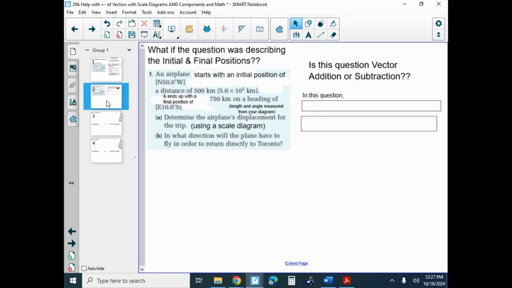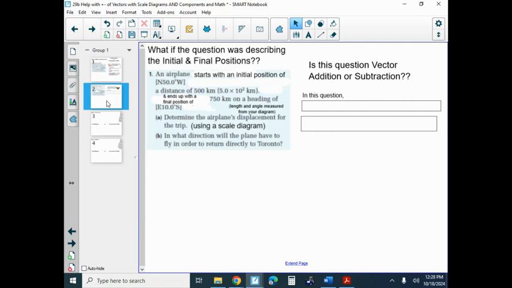What about if the question was written this way? I've clearly just modified this question to make it a very different question, but they seem kind of similar, right? So I'm showing you how easy it would be to modify this to make it mean something completely different. In this situation, the airplane starts with an initial position of north 50 degrees west and 500 kilometers. So basically, they're starting at that initial position relative to Toronto. In other words, the plane is starting in Sault Ste. Marie. It's not traveling to Sault Ste. Marie, it's starting there, right? And then it ends up with a final position of 750 kilometers on a heading of east 10 degrees south. In other words, it ends up in Ottawa, right?